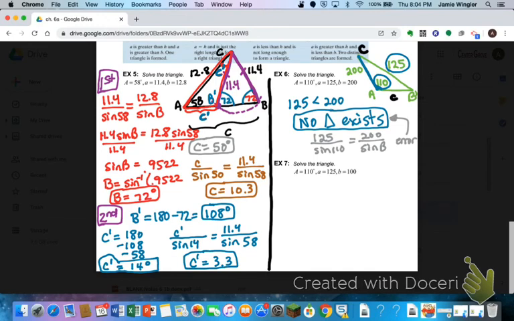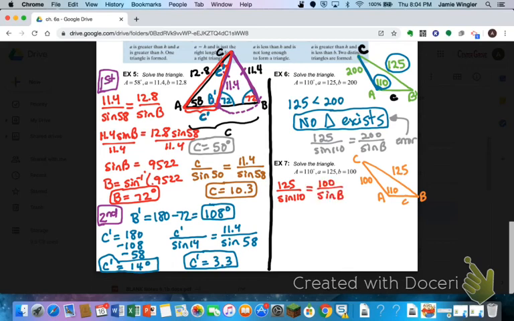All right, last example. In this particular problem, we have another 110 degree angle. That's going to go on the left side. That's angle A. Side A is 125. Side B, or whatever side is given third, always goes on the left. So this is angle B, angle C, and side C. Now in this problem, we can go ahead and work through the math because the biggest side given is opposite the biggest angle.